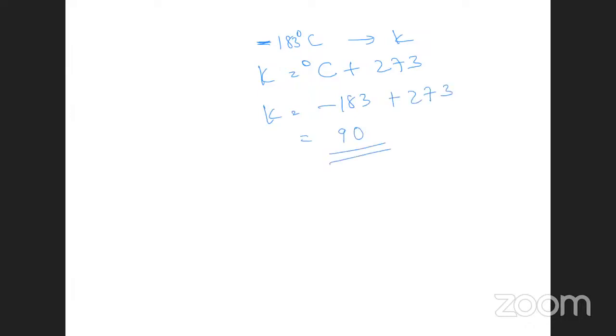So what about Kelvin to centigrade or centigrade to Kelvin? If you're given something like 183 centigrade to Kelvin, then it's a simple formula. To convert Kelvin to centigrade, you subtract 273, and to go from centigrade to Kelvin, you add 273. Here remember the minus sign: Kelvin equals minus 183 plus 273, and the answer would be, remember this minus, because you add.